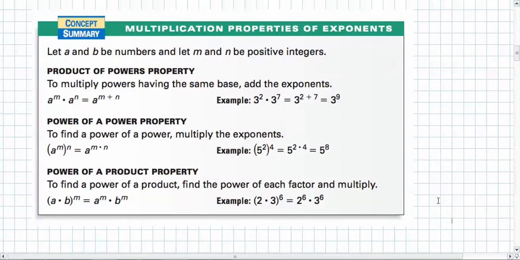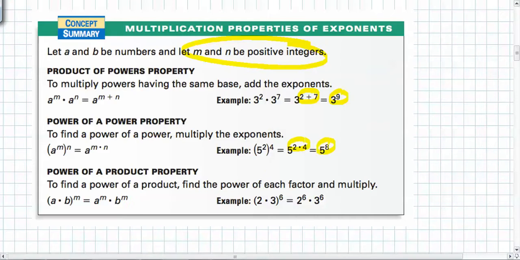Here's what these rules look like. Let a and b be numbers, and let m and n be positive integers. Positive integers, that's important. We're only doing powers that are positive integers right now. To multiply powers having the same base, you add the exponents, so 2 plus 7 is 9. To find the power of a power, you multiply the exponents. So 5 squared to the 4th is 5 to the 2 times 4, which is 8.